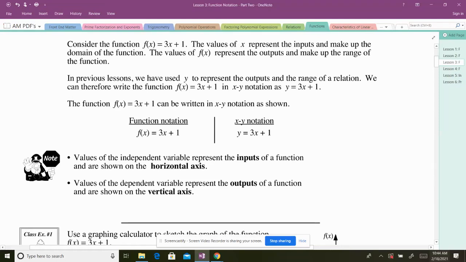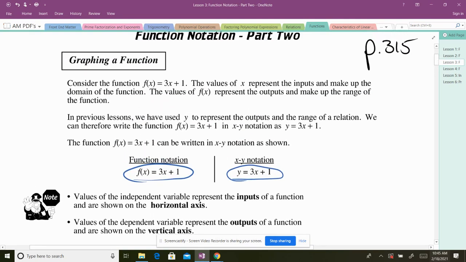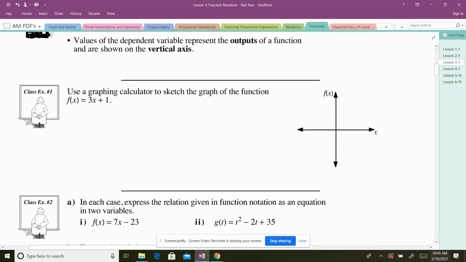We've looked at function notation. f of x is equal to 3x plus 1. That is the same as writing y is equal to 3x plus 1, okay? All right. So we can graph these just like we graph the other ones. If I say, sketch the graph of f of x is equal to 3x plus 1.